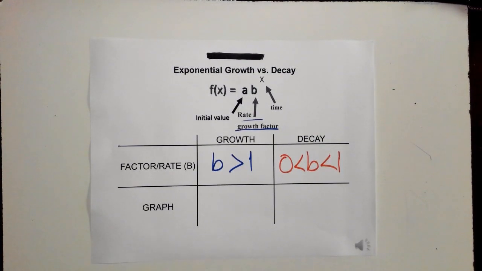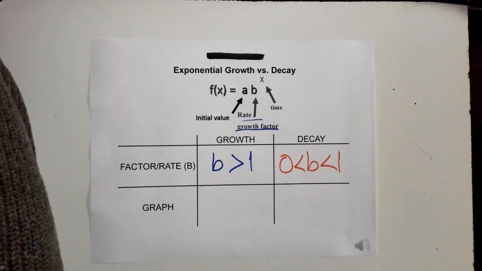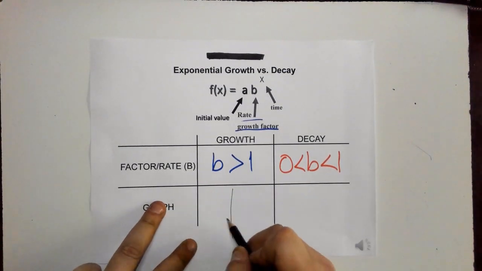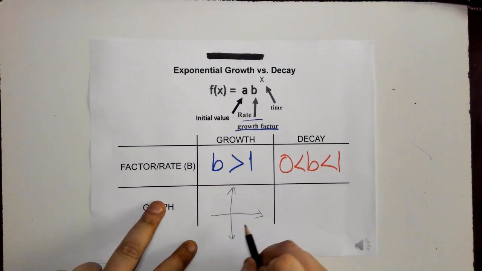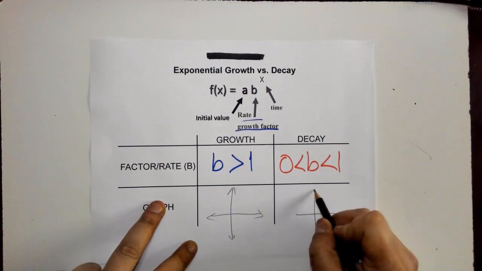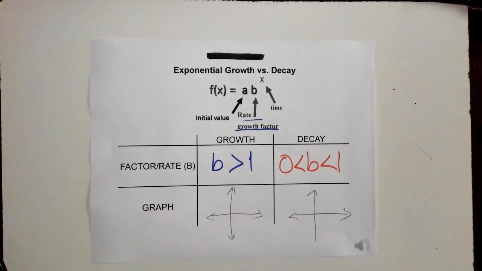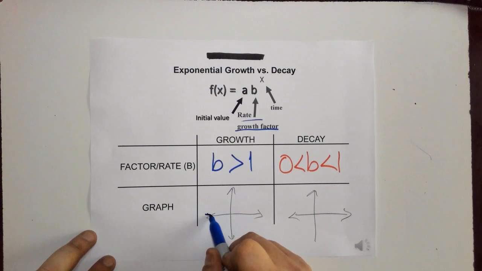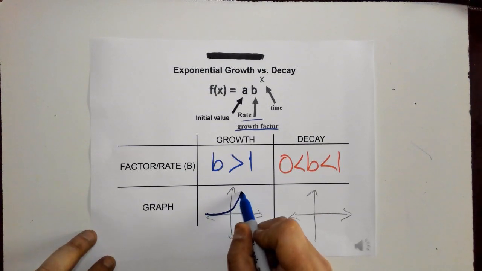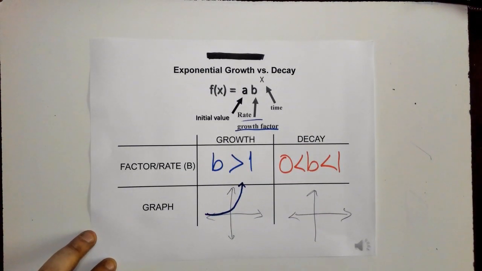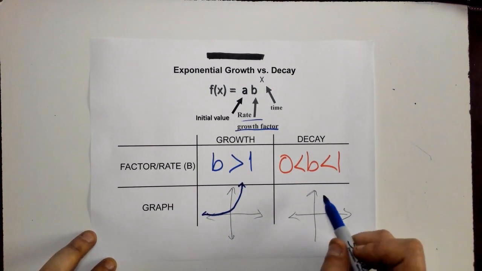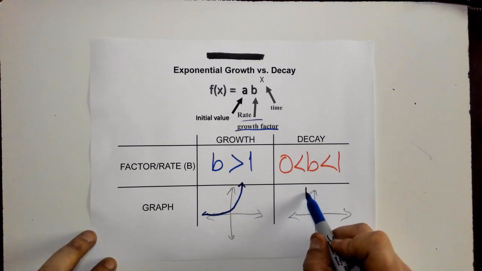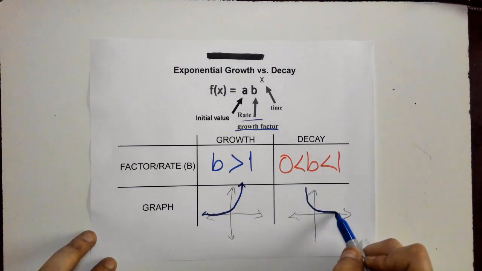When it comes to the graphs of these, how will the graphs look? Let's make quick generic xy coordinates. There we go. So, if I have a growth, my function will come from here. It's going to go something like this. And if I have a decay, my function will come like this.